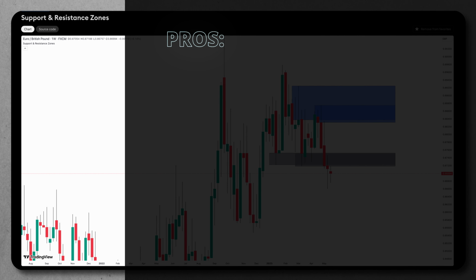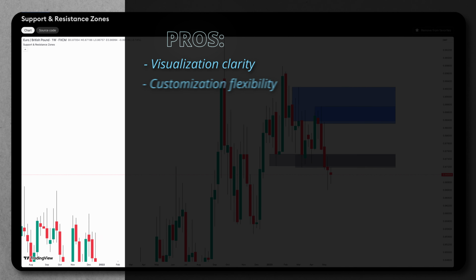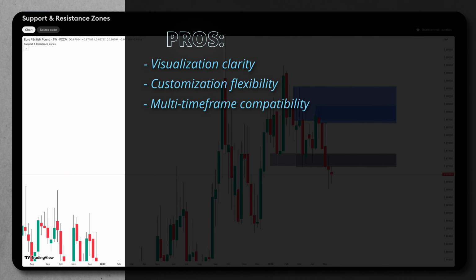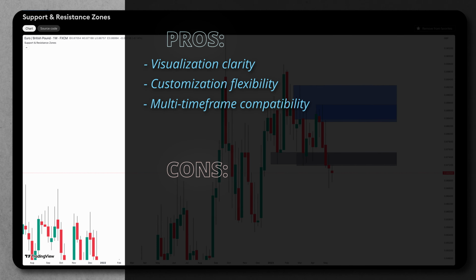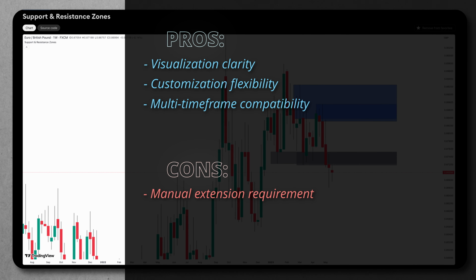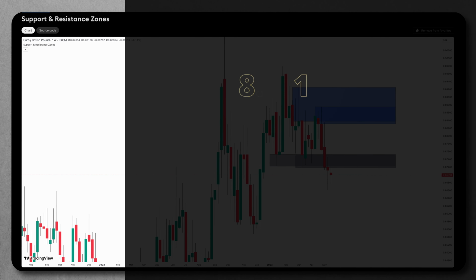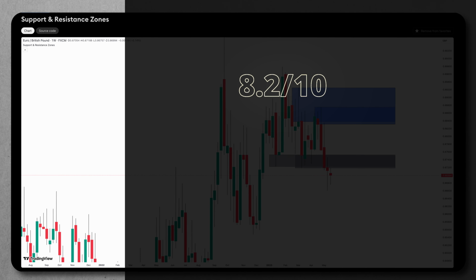Pros: visualization clarity, customization flexibility, multi-timeframe compatibility. Cons: manual extension requirement, zone reliability limitations, potential chart crowding. Ranking: 8.2 out of 10.